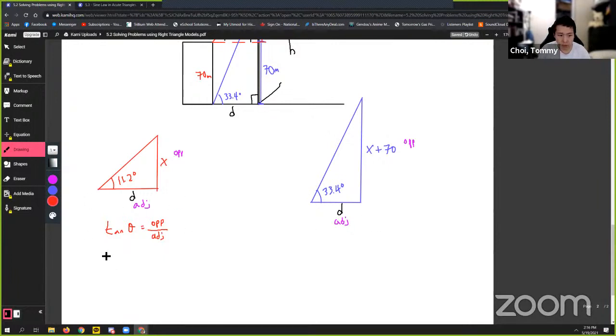So on the left, if we do tan theta is opposite over adjacent, I'm going to get tan 11.2 is equal to X over D. On the right side, tan 33.4 is equal to X plus 70 over D. Okay? So we're just going to do that, just like this.